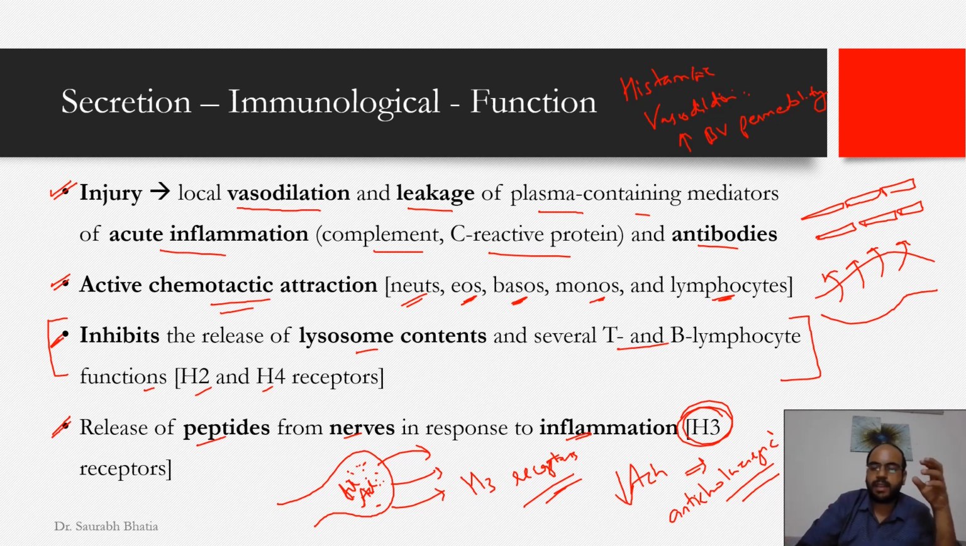So let me recapitulate. Let me give you a summary of what is happening here. Whenever there's an injury, there will be a localized vasodilation. The blood vessel will get dilated, and that will lead to increased permeability. And from that increased permeability, there will be chemotaxis of inflammatory cells like neutrophils, basophils, eosinophils, lymphocytes. So what is histamine doing? It is dilating the blood vessel after the injury. It is increasing the blood vessel permeability. It is calling all the inflammatory cells. And also from the nerve endings, it is secreting inflammatory mediators, which may include acetylcholine and adrenaline.